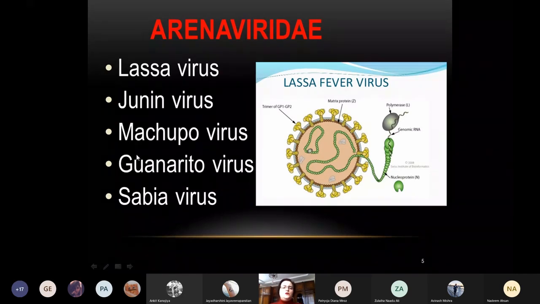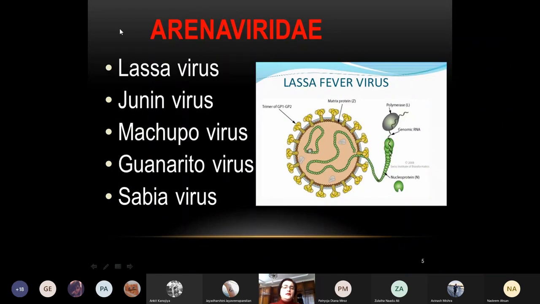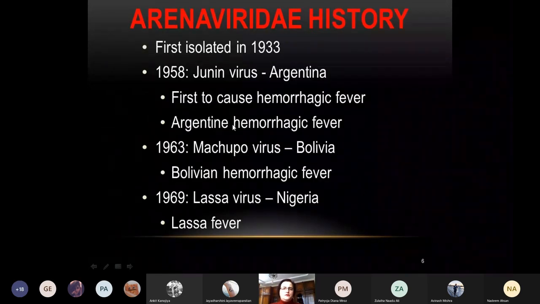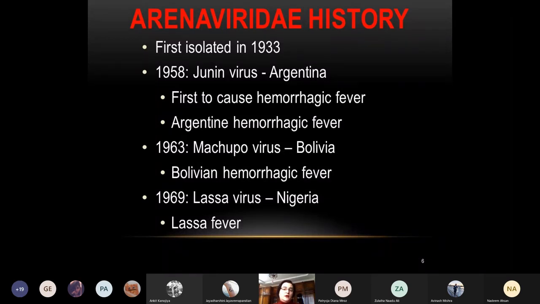Arenaviridae. Junin, Machupo, Guanarito, Sabia, they all are included into such meaning of hemorrhagic fevers like South American hemorrhagic fevers. And Lassa virus. We will speak about them. The first arenavirus was isolated in 1933 during an outbreak of St. Louis encephalitis virus.